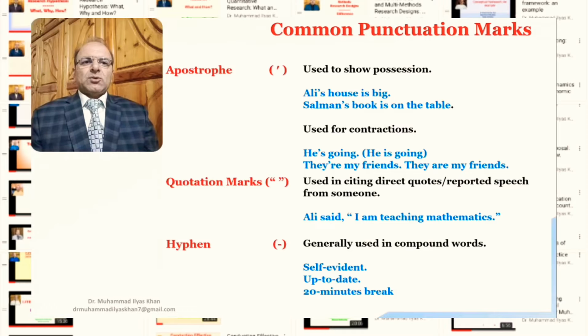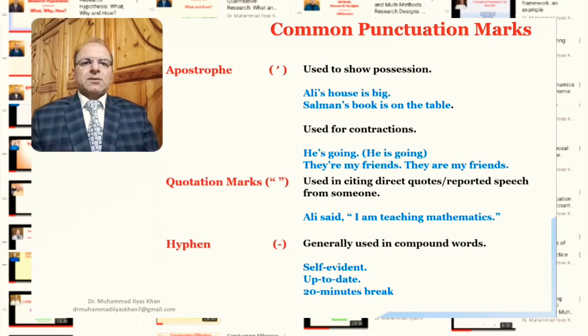Then it is also used for contractions. So he is going. "He's going" is the full form "he is going." So we have used it to contract or to reduce the number of words in the sentence. So it is used for contractions as well. And similarly, the next example is also that of contraction.